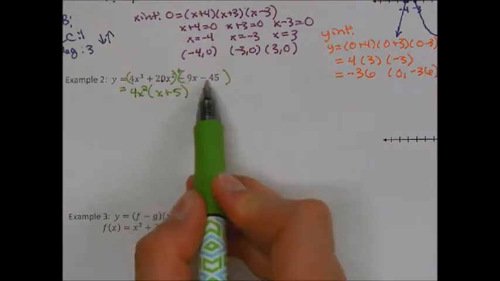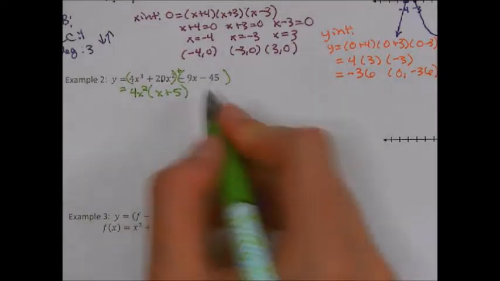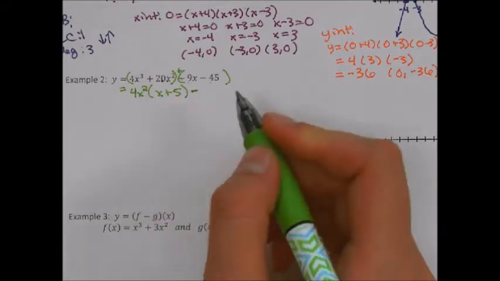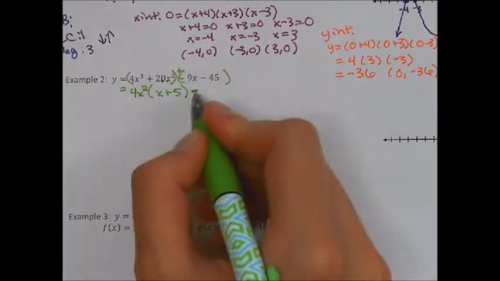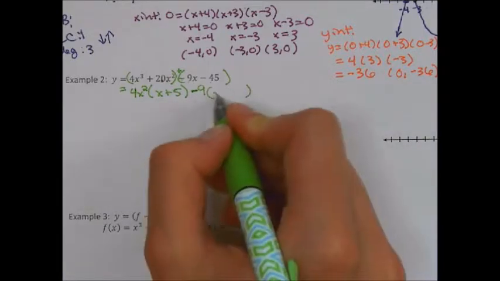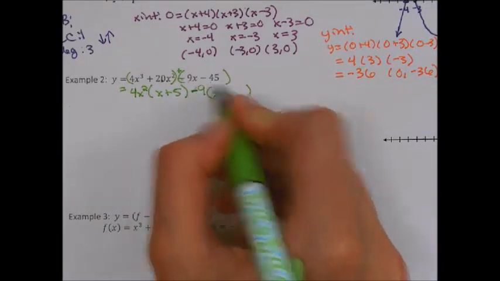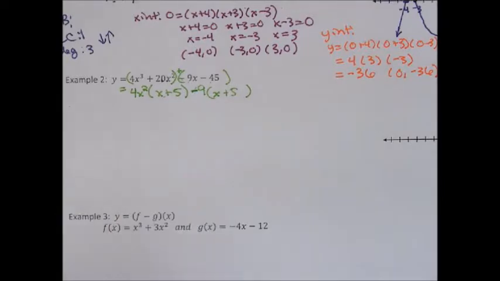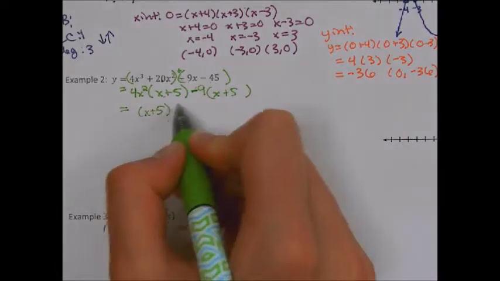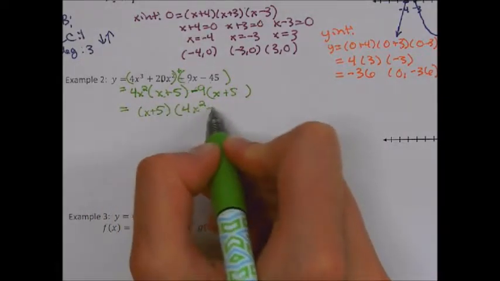Here I have -9x, -45. Whenever this is negative, we're going to take out a negative for that last chunk. 9 and 45, that's going to be a 9. And I get an x in -9, yes, plus 5. So they are the same. My common binomial is x plus 5. My GCFs were 4x squared minus 9.